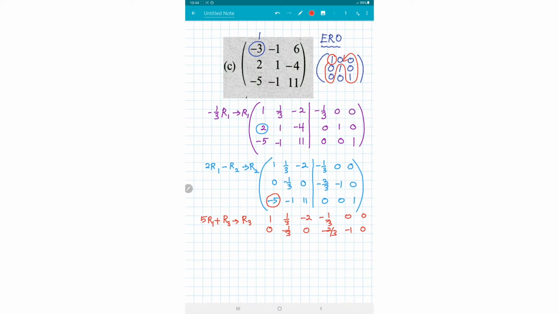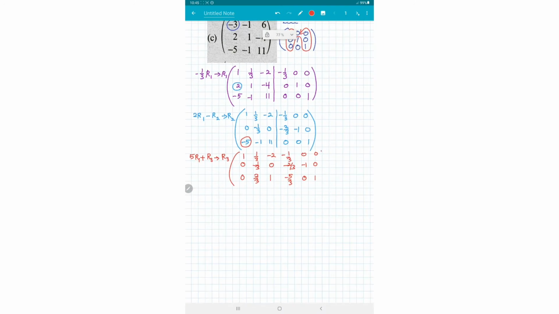For the first row we multiply by 5, so 1 times 5 equals 5. 5 plus negative 5 becomes 0. Very good. This one, 1 over 3 times 5 is 5 over 3, minus 1, becomes 2 over 3. This one becomes 1, negative 5 over 3, 0, 1. Don't forget the line here.